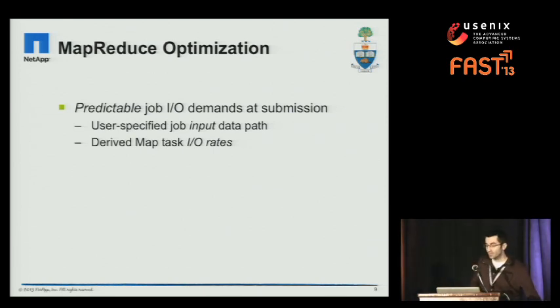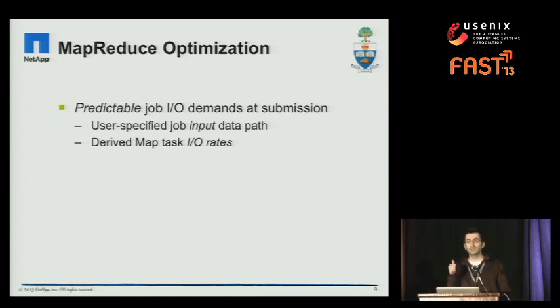This is the insight that we actually use to drive our architecture. So this is a MapReduce specific architecture that I'm going to talk about. It turns out whenever a MapReduce job is being submitted to the system, we know the input path information, so we know the files that the job is going to process. And we also know the map task I/O rates. That is, we know the rates at which the input phase is going to go through the data.